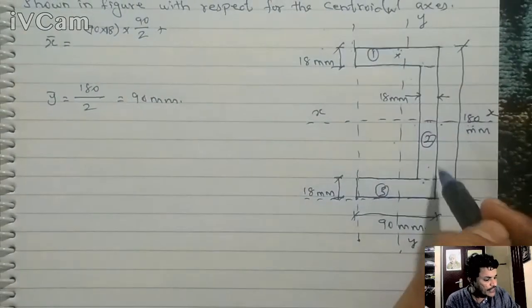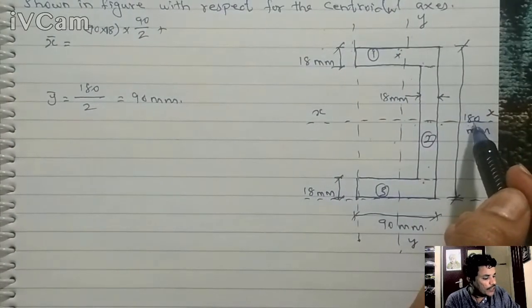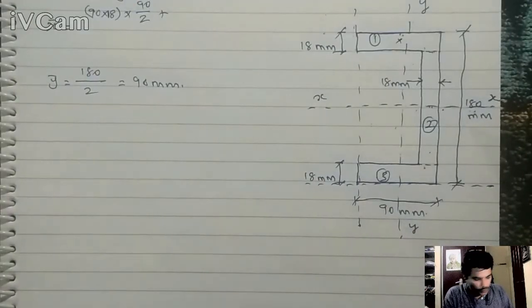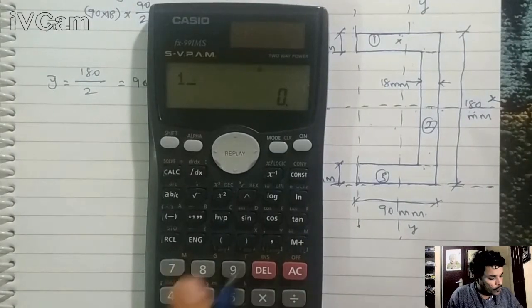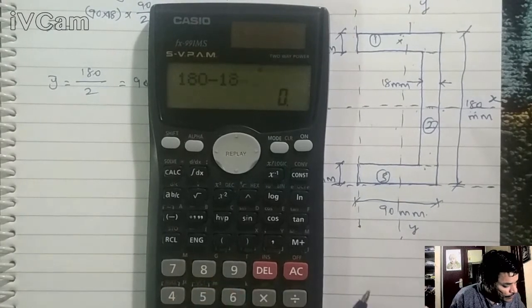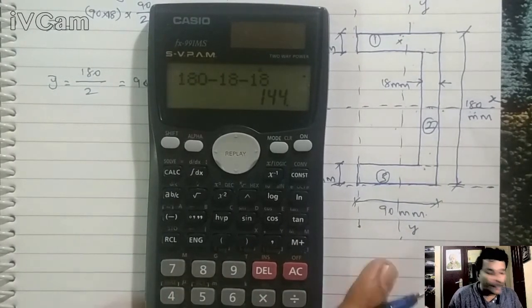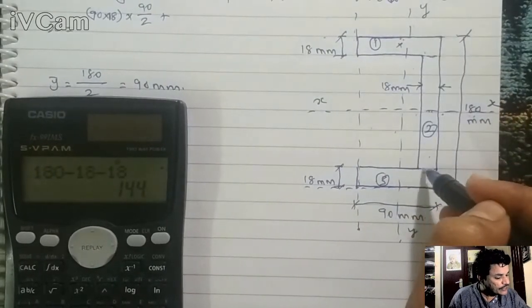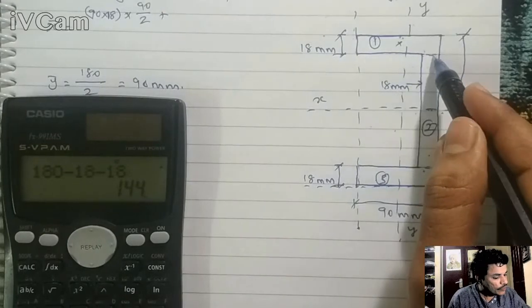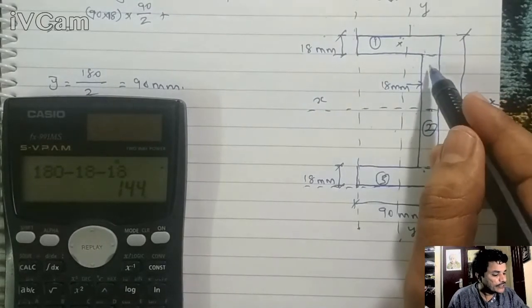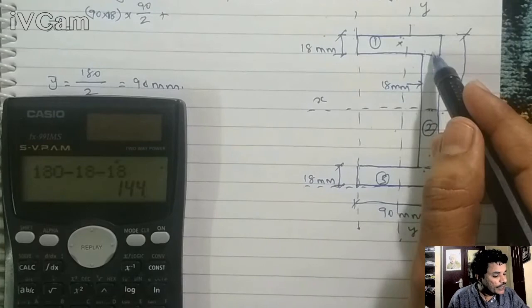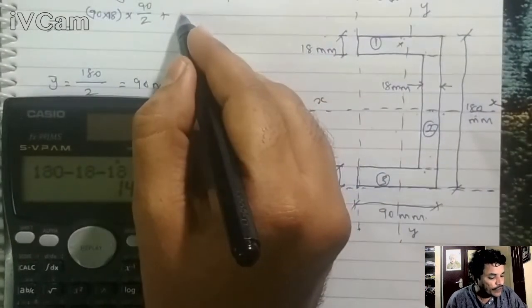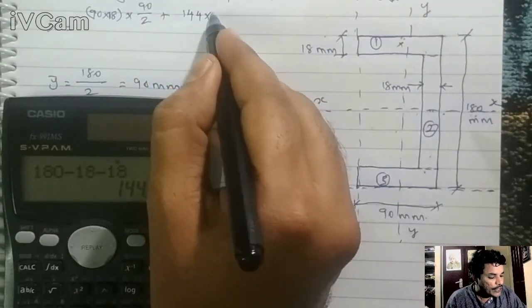what is the depth of the second section? You need 180 minus 36, so 180 minus 18 minus 18, that is 144 mm. The total height is 180. This is my second section; in such a way I split the sections. So 180 minus 18 minus 18, you will get 144, into 18 thickness.